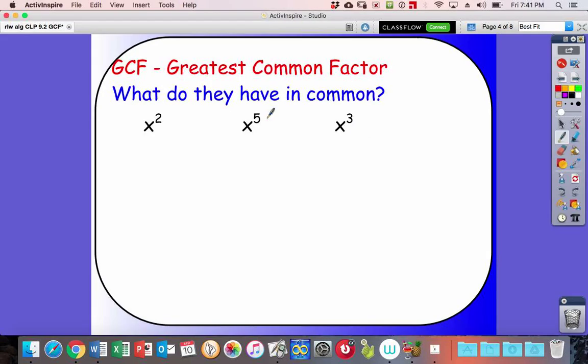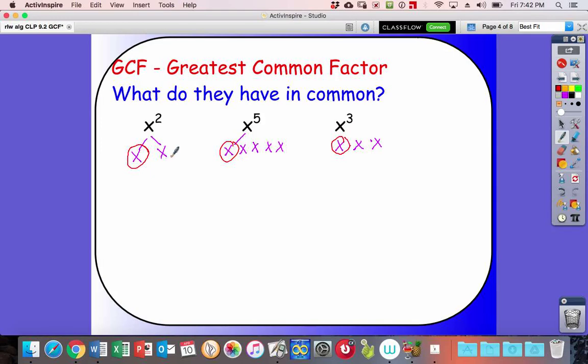Okay, now what happens when we get into some variables? Well, it's almost easier. X squared is x times x. X to the 5th is x times x times x times x times x; it's got to be 5 of them. This one is x times x times x. I'm going to change my pen color here. Okay, does everybody have 1 x? Yep, everybody's got 1 x.